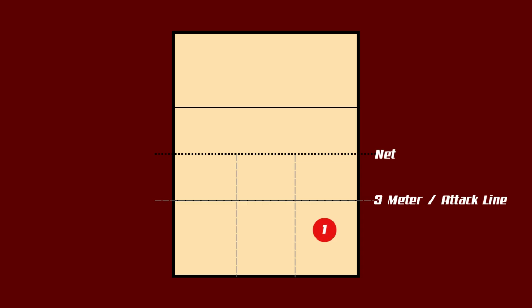The back right of the court is Zone 1. Front right is Zone 2. Middle front is Zone 3. Front left is Zone 4. Back left is Zone 5. And finally 6 is middle back. The zones are numbered in a counterclockwise fashion.